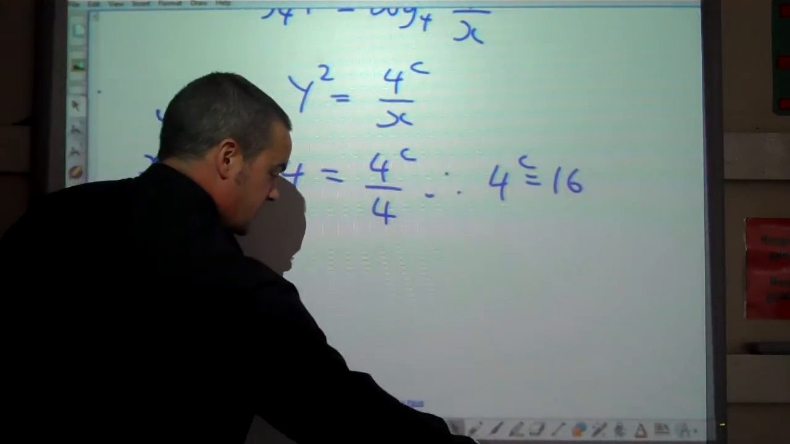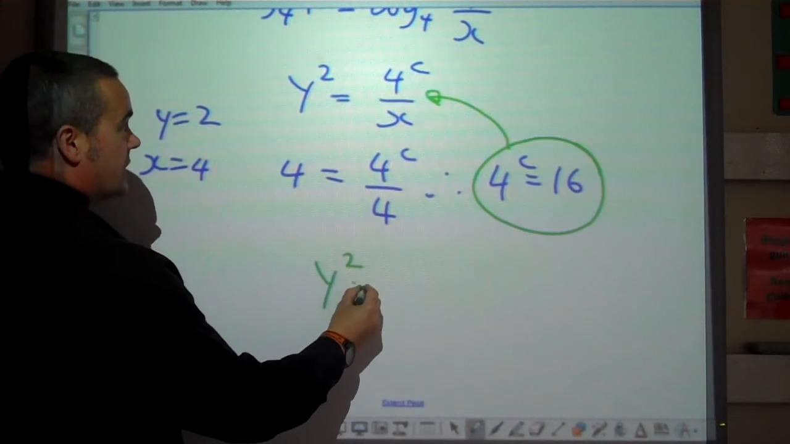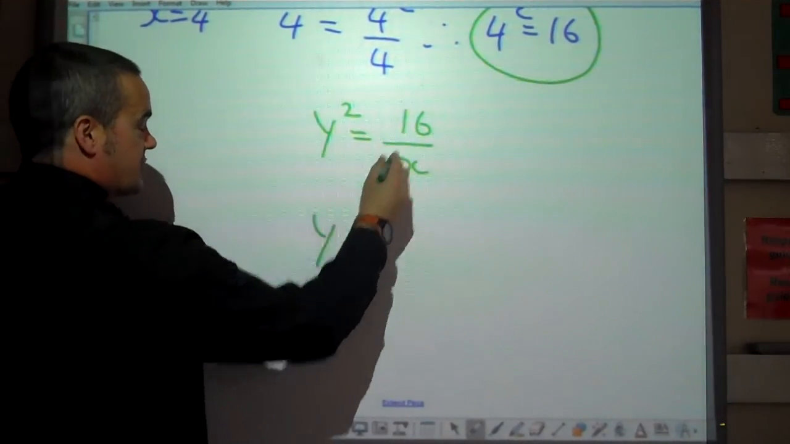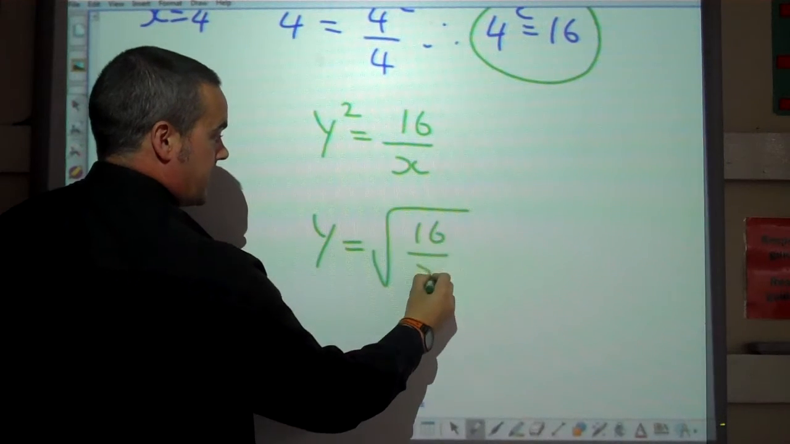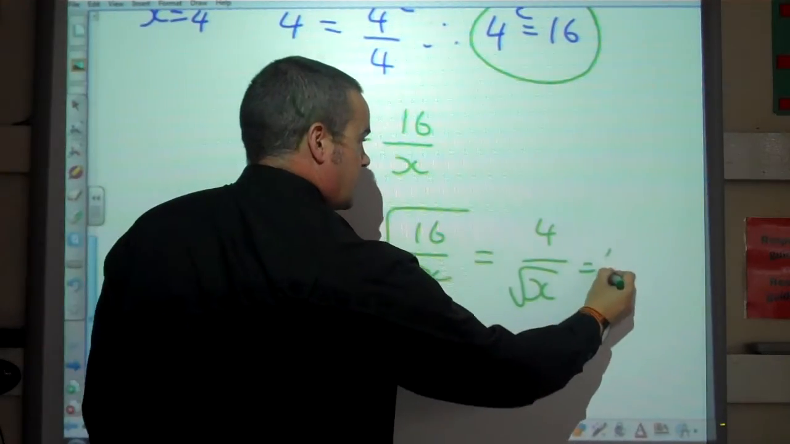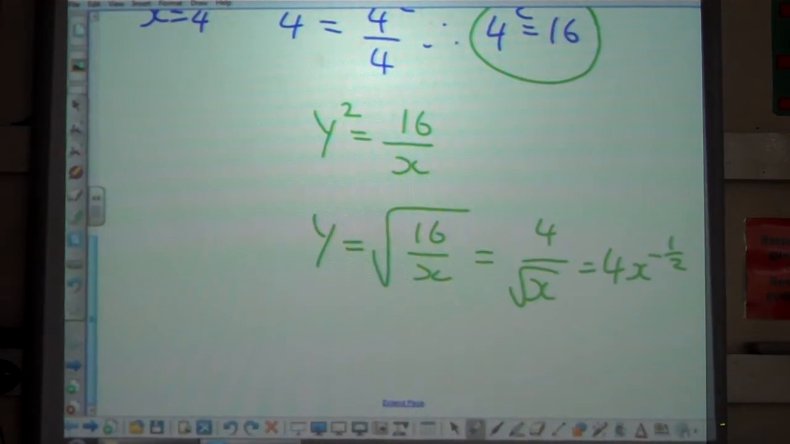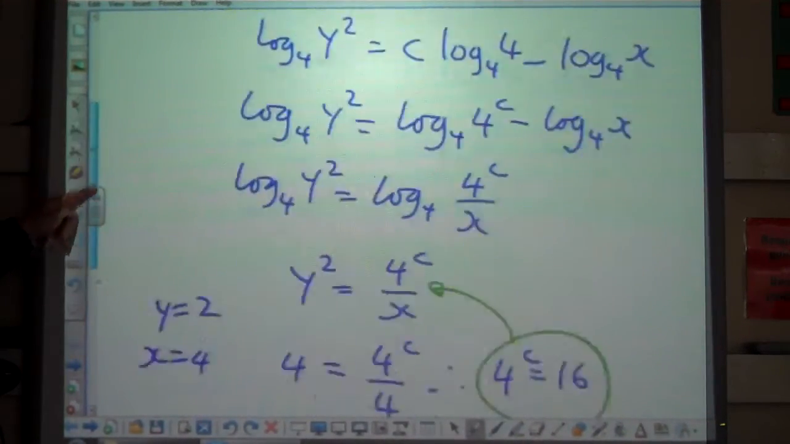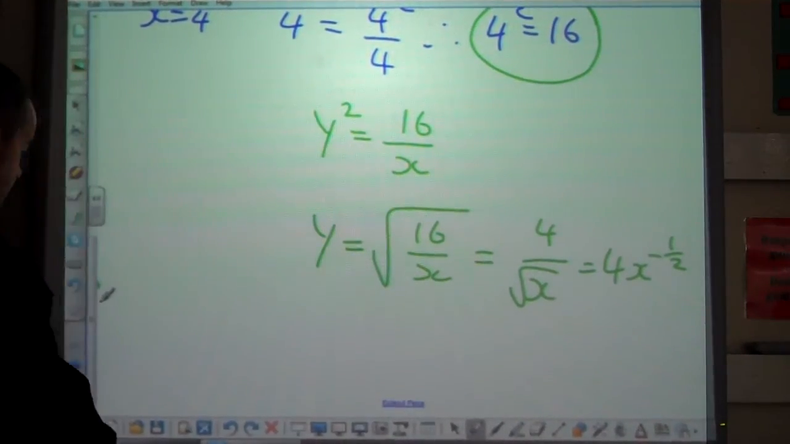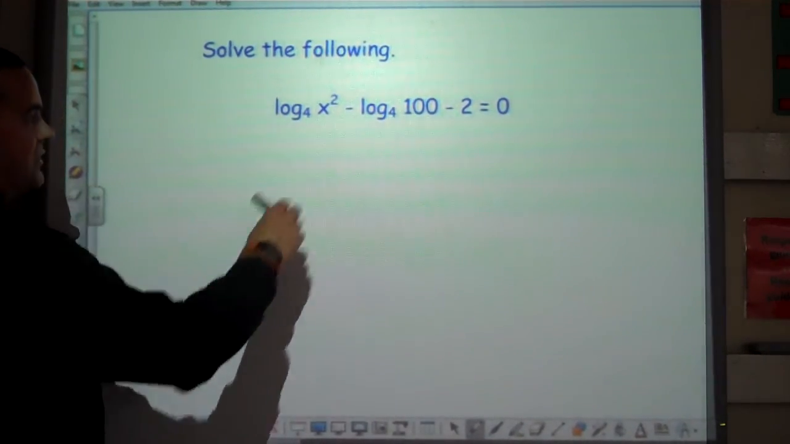So if I substitute this now into that, I get y squared equals 16 over x, so y equals the square root of that, which is 4 over the square root of x, which is 4 to the x minus a half, which is what the question is asking for. You could write down here, which is what they ask, or QED if you want to, it's up to you. The next question is solving, again, a solution, but in a slightly different format.